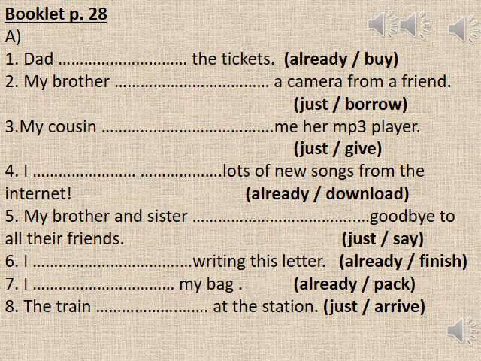Now open your booklet on page 28, the first exercise. Correct the verb. Number 1, Dad, the tickets, already buy. We said before that we put already after has or have and before the past participle of the verb. So Dad is going to take has, then already, and the past participle of buy is bought. You can check your booklet on page 107 for the irregular verbs. So the answer will be, Dad has already bought the tickets.